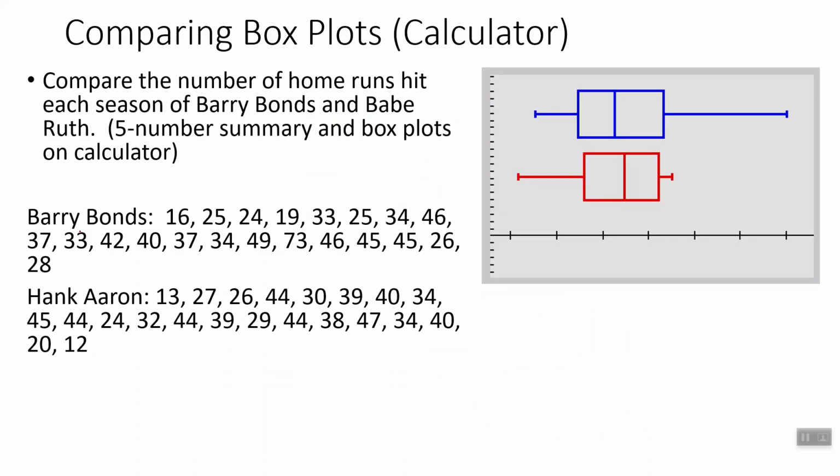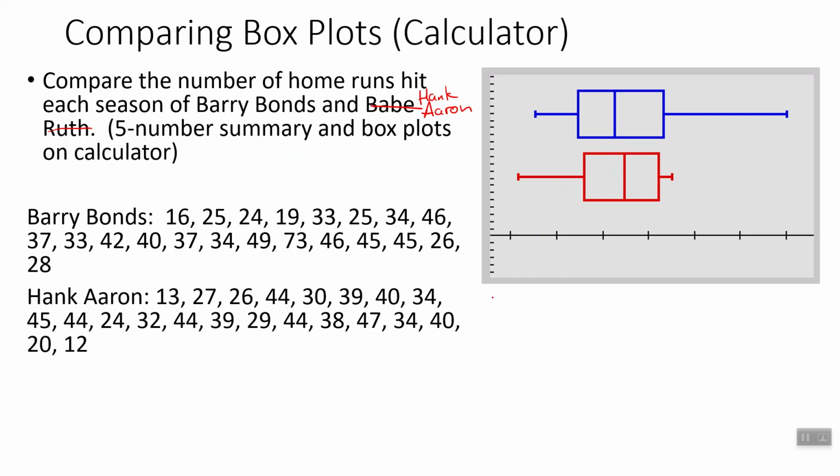All right, comparing box plots. Compare the number of home runs hit each season by Barry Bonds, and I switched this, it's no longer Babe Ruth, sorry, Hank Aaron. Hammer and Hank. We've got five number summaries and box plots. I did those on the calculator. So here it is done for us on the calculator.